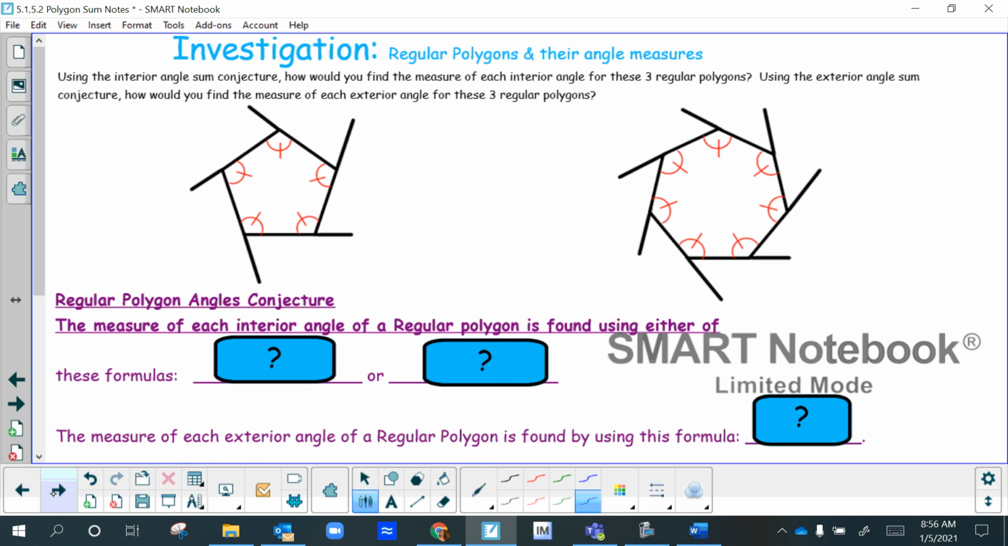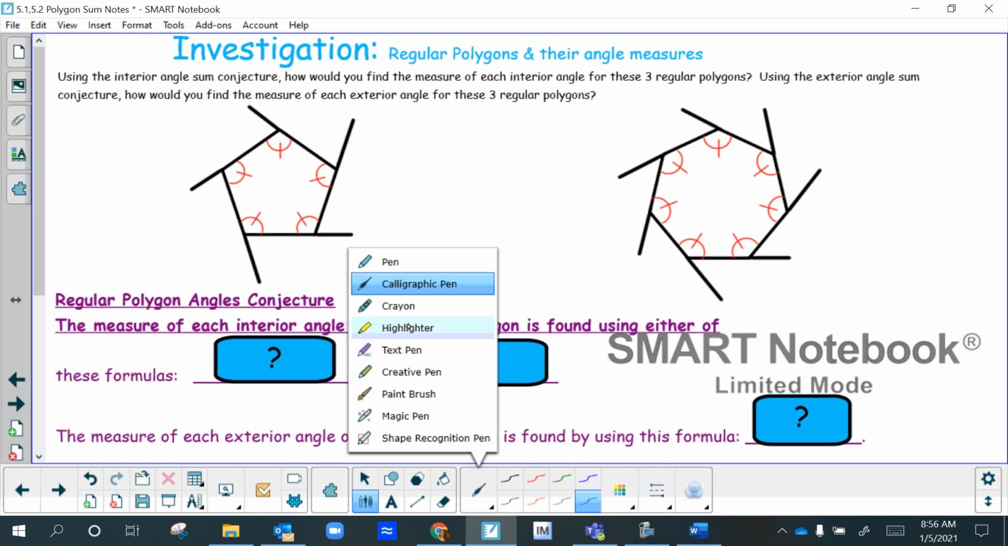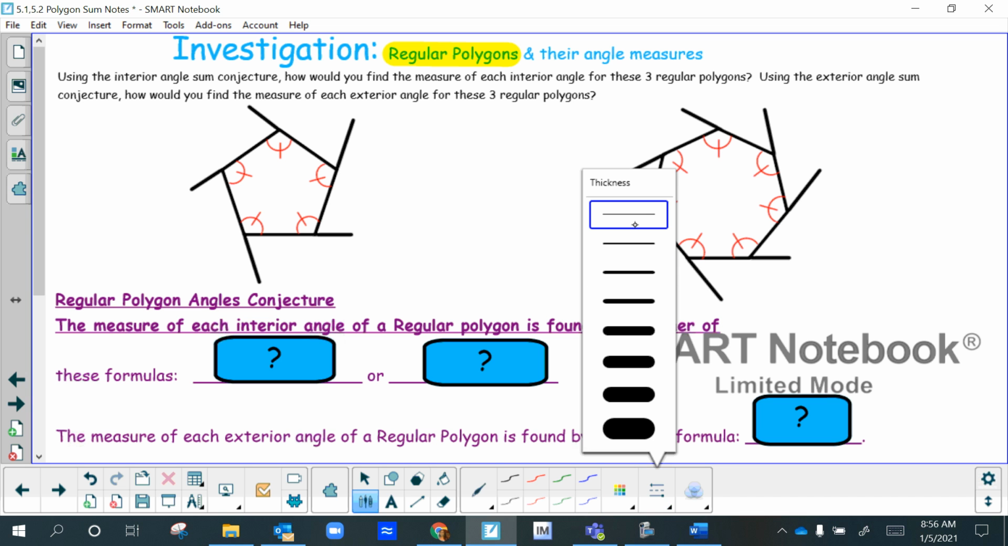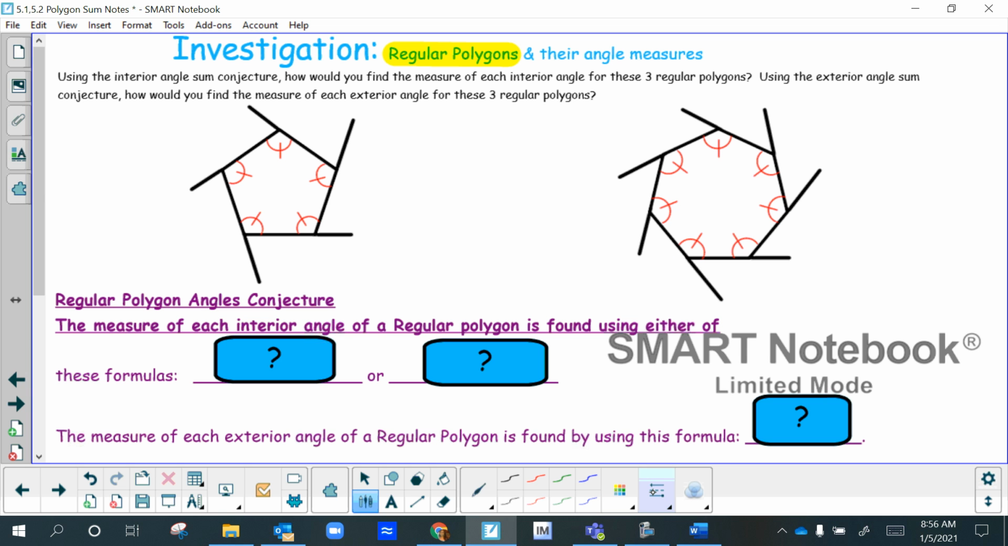All right, so let's go to regular polygons. I'm going to highlight that for a second and review what that is. For regular polygons, remember all sides are equal and all angles are equal. So we're going to use what we just learned to find the measure of each one of those. I drew a couple of regular polygons with their extended sides to be a set of exterior angles. So it says, how would you find the measure of each interior angle?